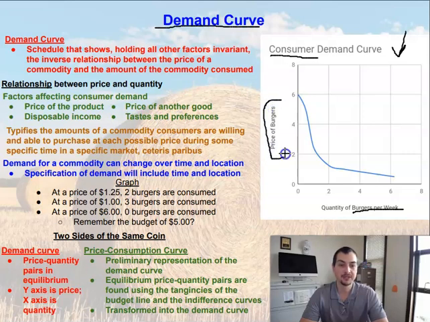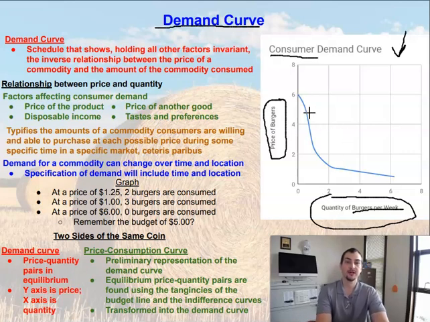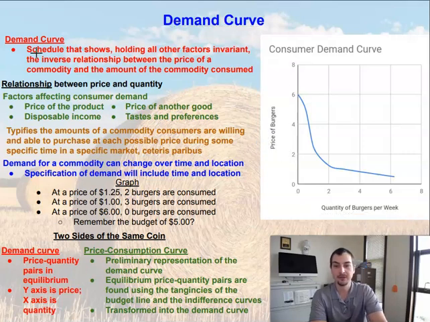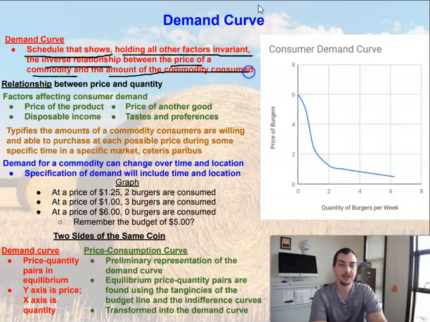So a couple of things to notice about this chart. First off, prices are on the vertical axis and quantity is down here on the horizontal axis. So what does this chart show us? This chart is showing us how much we are going to be consuming of burgers at the different price levels, or the quantity that is demanded at different price levels. So this demand curve is a curve of a schedule that shows, holding all other factors invariant, the inverse relationship between the price of a commodity and the amount of the commodity consumed.